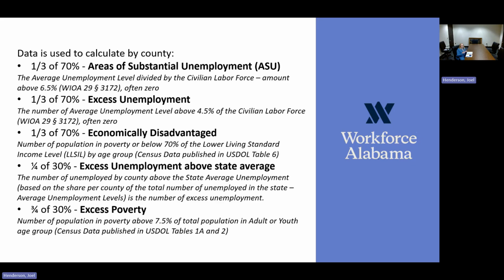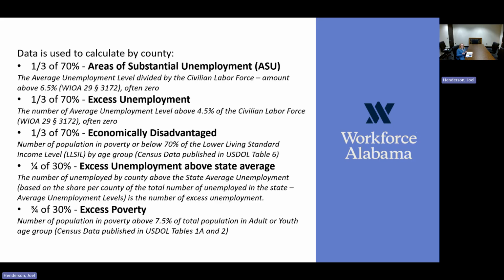So the first one, areas of substantial unemployment, is defined by USDOL and in the law as unemployment above 6.5%. A lot of times this is zero for a lot of counties. Everything is broken down by county, and if the county didn't have unemployment above that 6.5%, then that's just a zero factor for that weight. Same thing with the excess unemployment. The level's a little bit lower, unemployment above 4.5% in that county, and again, that's often zero.